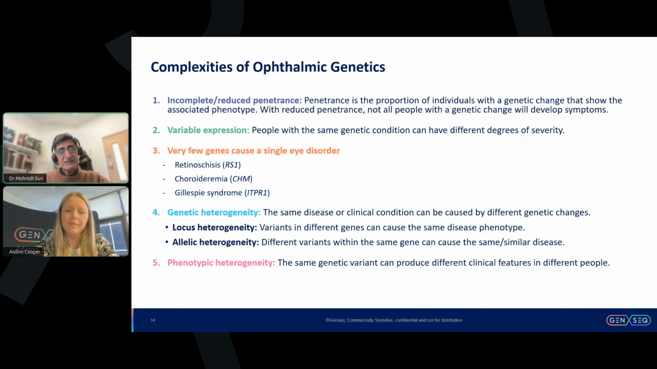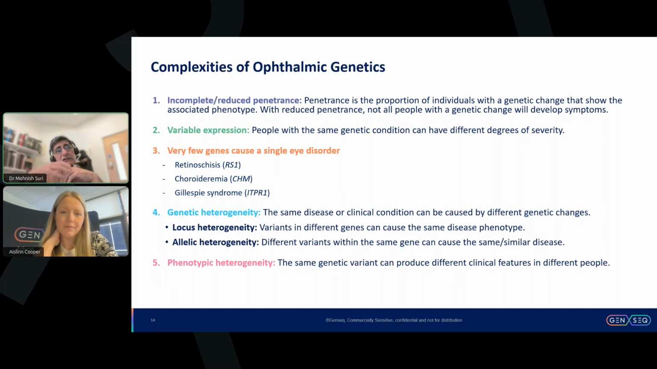Then we have to consider the concept of heterogeneity. The first concept is genetic heterogeneity, which means that the same disease or clinical condition can be caused by different genetic changes. And this can be of two types. The first is locus heterogeneity, and a very good example of this is retinitis pigmentosa. You can have autosomal recessive retinitis pigmentosa caused by variants in some genes. You can have autosomal dominant retinitis pigmentosa, which might be caused by variants in rhodopsin. And then you might have X-linked forms of retinitis pigmentosa caused, for example, by variants in RPGR. So these are different genes, but they're causing the same sort of RP-like phenotype.